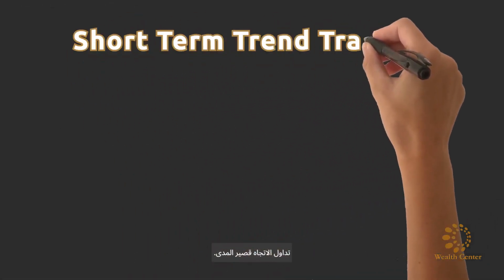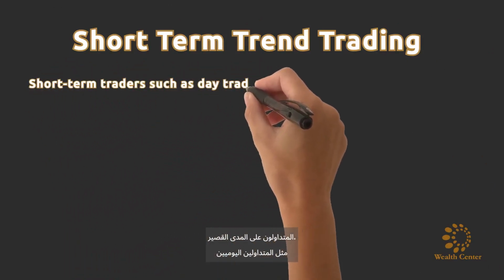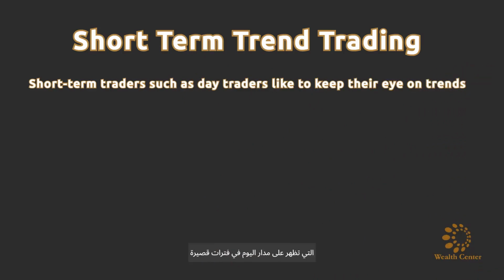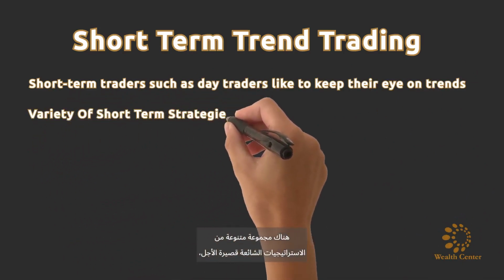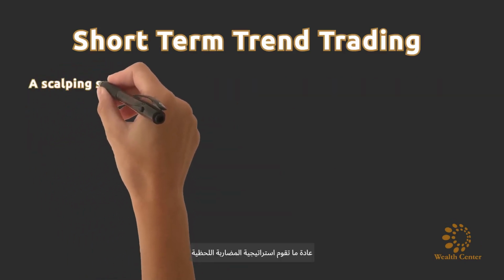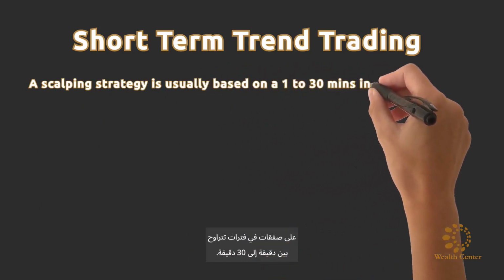Short-term trend trading. Short-term traders, such as day traders, like to keep their eye on trends that arise throughout the day in short periods to try and benefit from short-term price fluctuations. There are a variety of popular short-term strategies, such as scalping and day trading. A scalping strategy is usually based on a 1 to 30-minute interval.